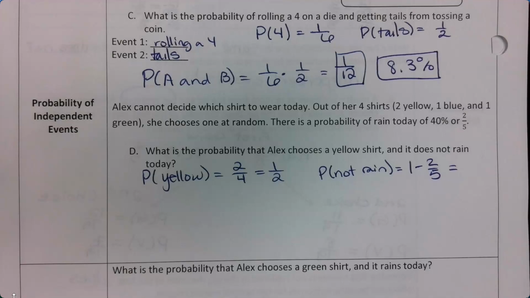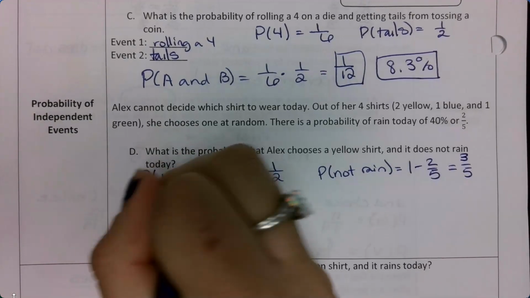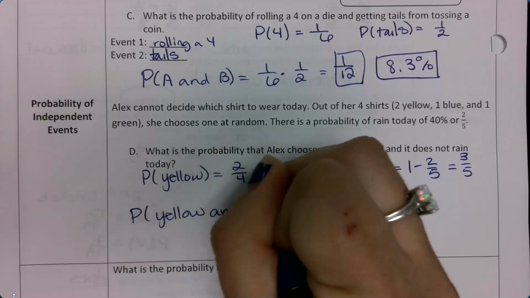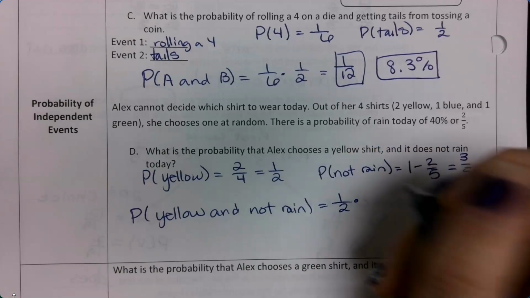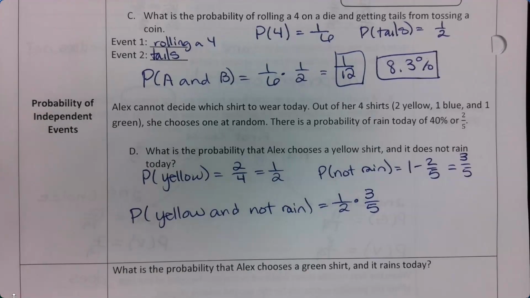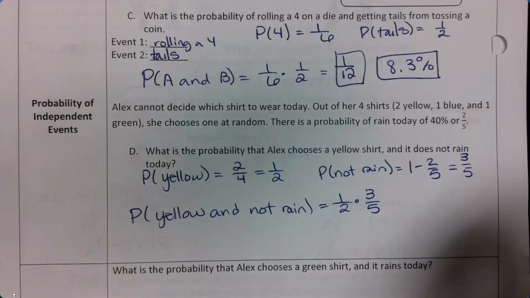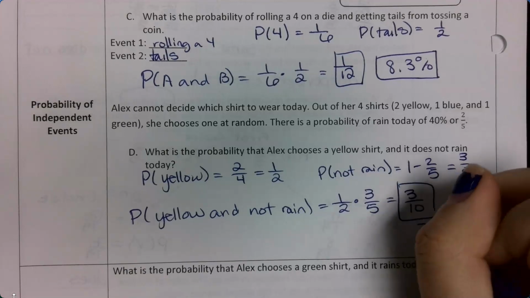3/5. So then I want to find the probability of a yellow shirt and not rain. I'm going to take the 1/2 and multiply by the 3/5. Three tenths, which is what as a percent? Just 30.